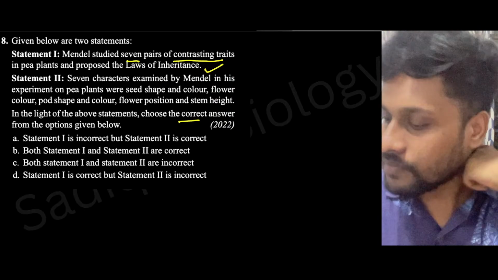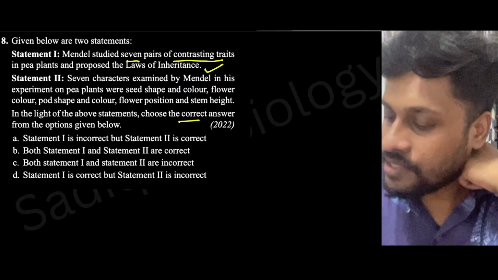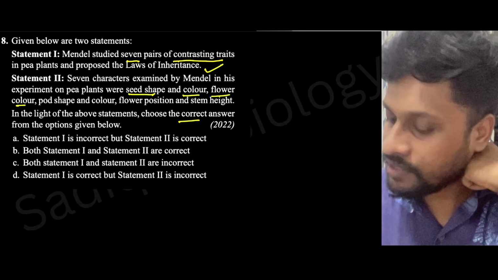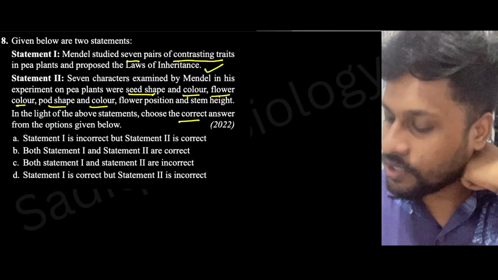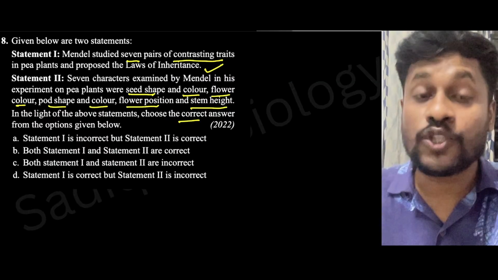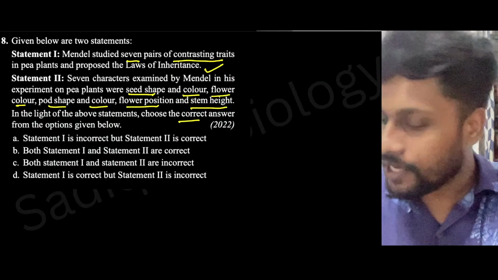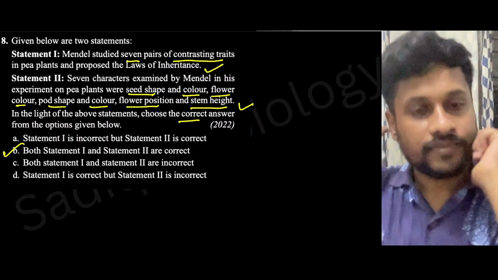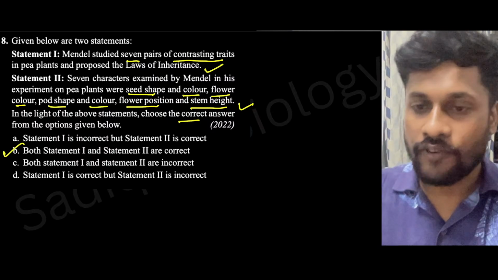Okay. Now, in statement 2, 7 characters examined by Mendel in his experiment on pea plants were seed shape, true, seed color, flower color, correct only, pod shape, pod color, flower position is correct, stem height also correct because tall or dwarf, all are correct only. So, both statement 1 and 2 are correct. Right? Very good, guys. Very good.